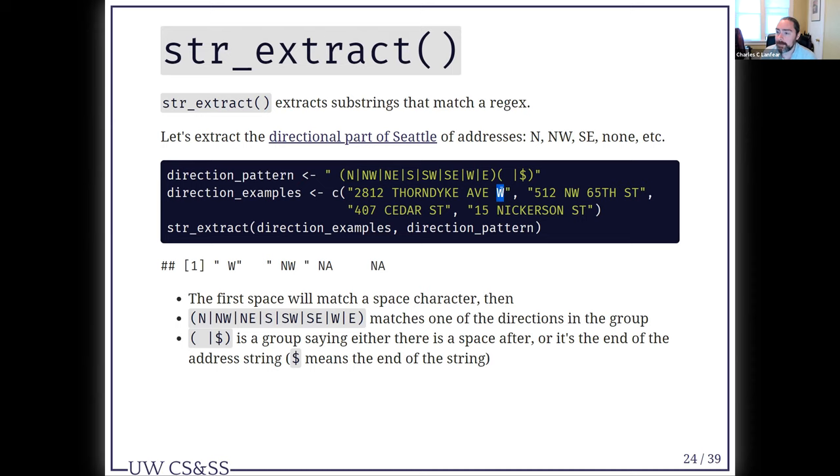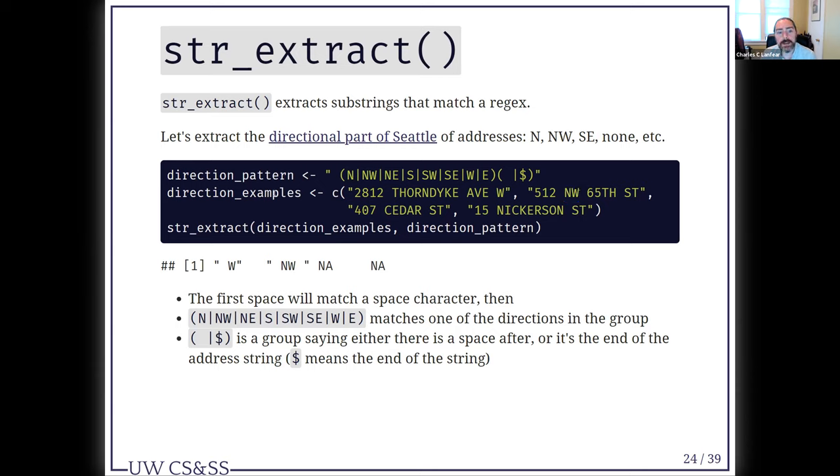So it successfully matches that W. For 512 Northwest Street, it sees, oh good, it begins with a space, then it has the Northwest, and then it is followed by a space. This matches also, it's going to match both spaces on either side and the NW.